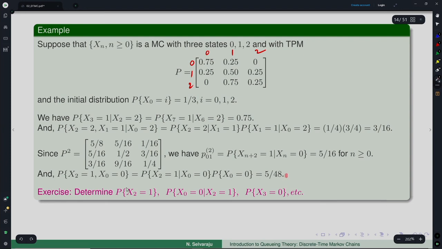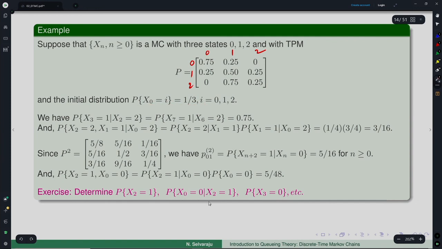Now, in a similar way, if you want the pure state probabilities, like what is the probability that at time 2 it is at 1, what is the probability that at time 3 it is at 0, you can compute using a similar argument. P, P square, that is all you need. And for this, of course, the initial distribution is also given, so you can compute it completely.